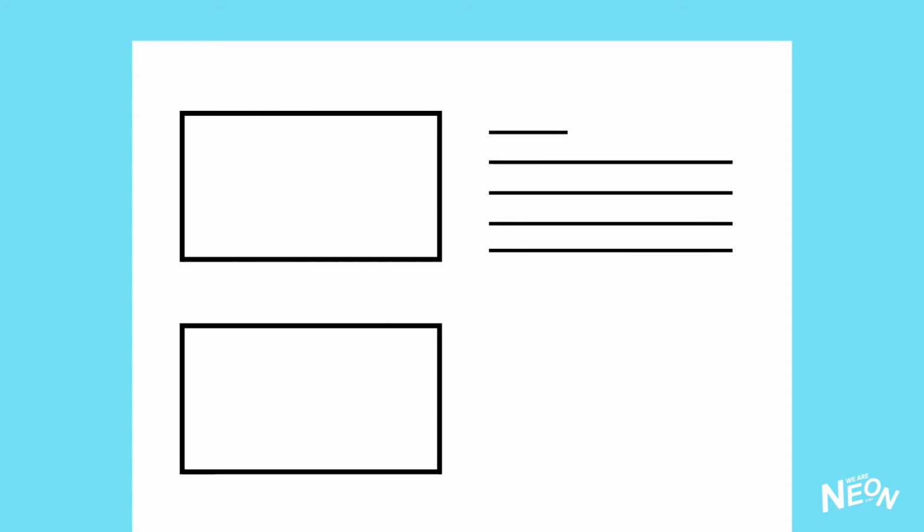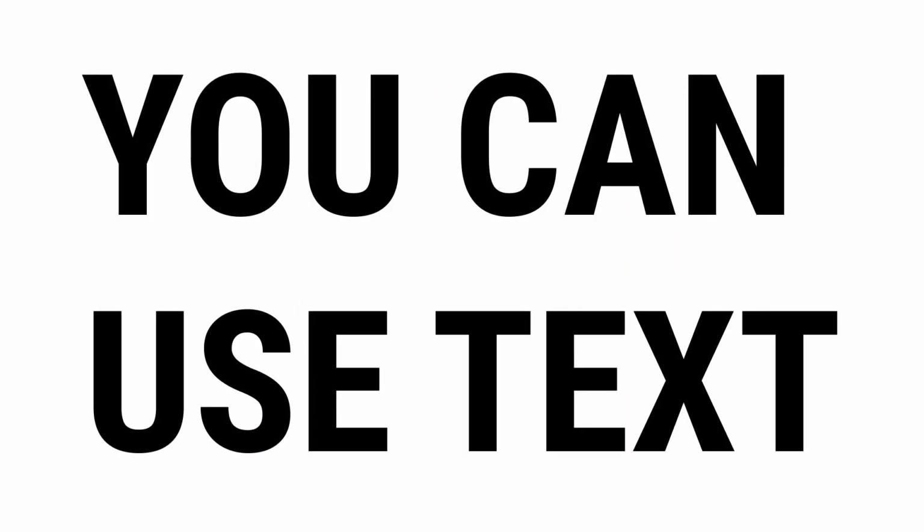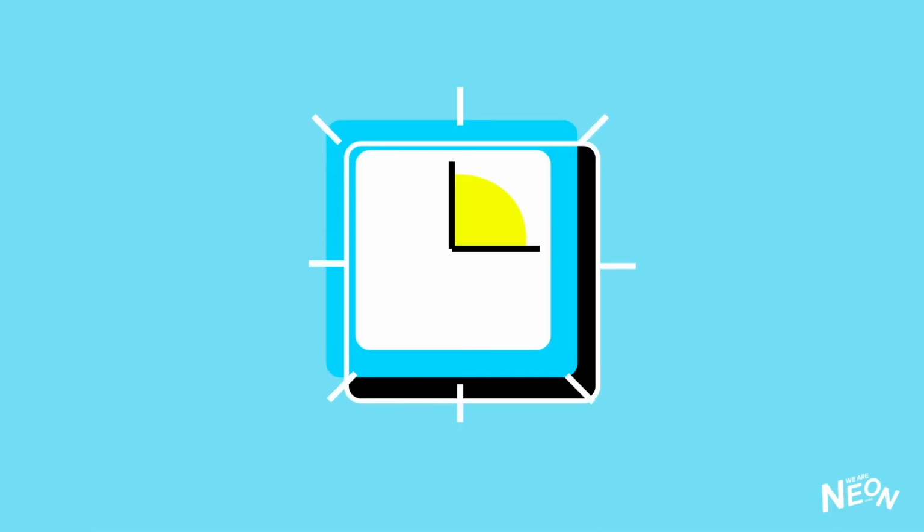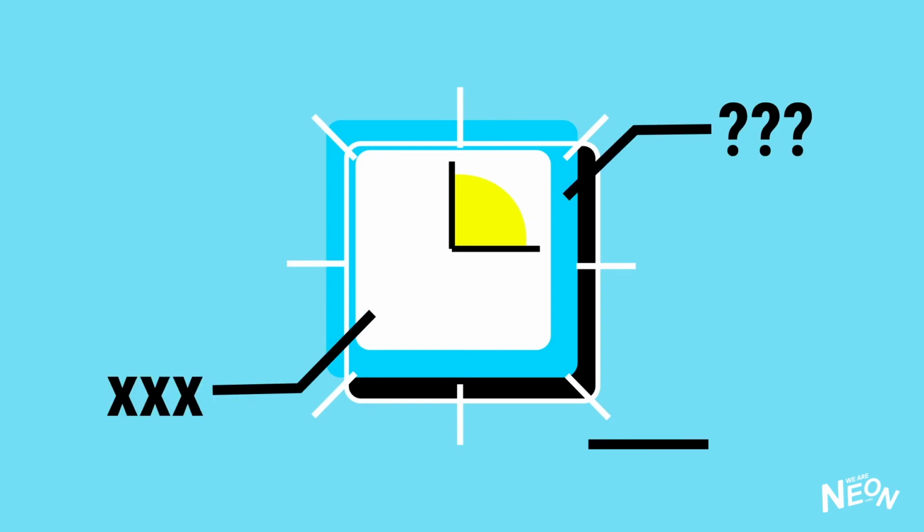When creating your storyboard, it is absolutely essential to decide on the visual format. Anything is possible for your selected format. You can use text, icons, images, or anything else that conveys the messages. If your drawings are concise and clear, potentially with additional explanation on the side, everyone will understand it better.